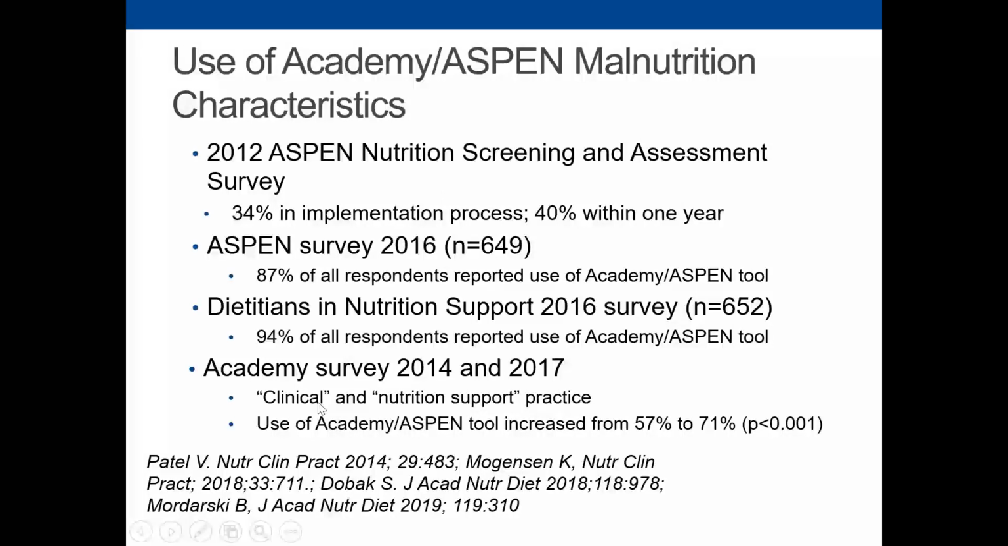This was an Academy survey, the one I mentioned early on. There were 2 survey points in time, and the use of this approach increased from a little over half to a little under 3/4 from 2014 to 2017.